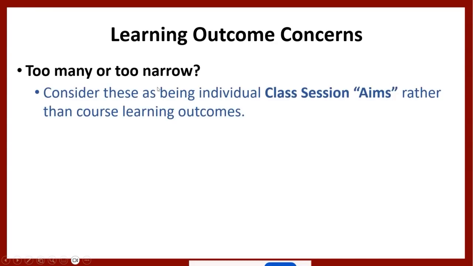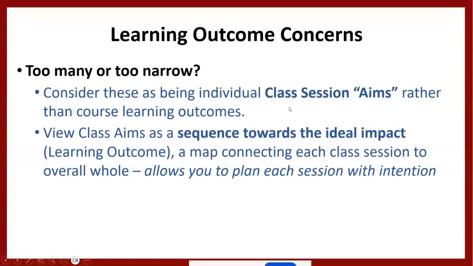So if you do have too many, consider those to be actual class session topics rather than an actual course learning outcome, and perhaps a class session aim. And then you can use those class sessions to sequence towards the end result of those 4 or 5 classes. What is the end result that I want students to be able to do? That will then be my learning outcome that I put into my syllabus.